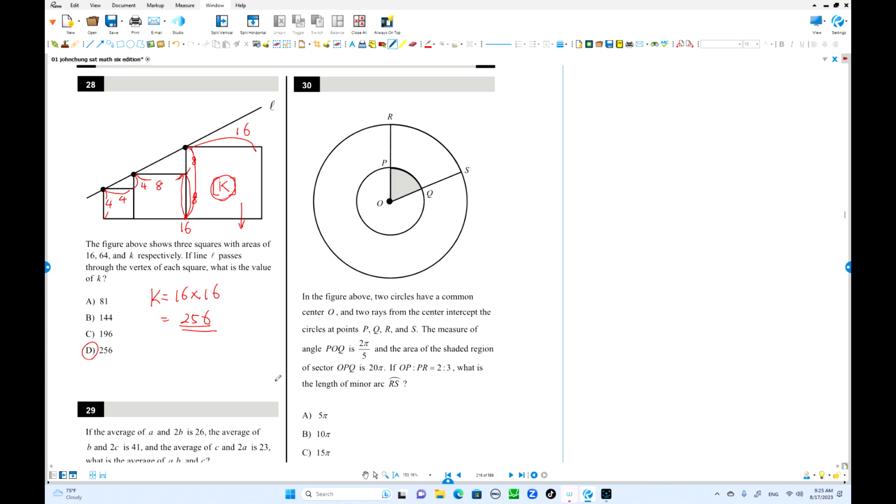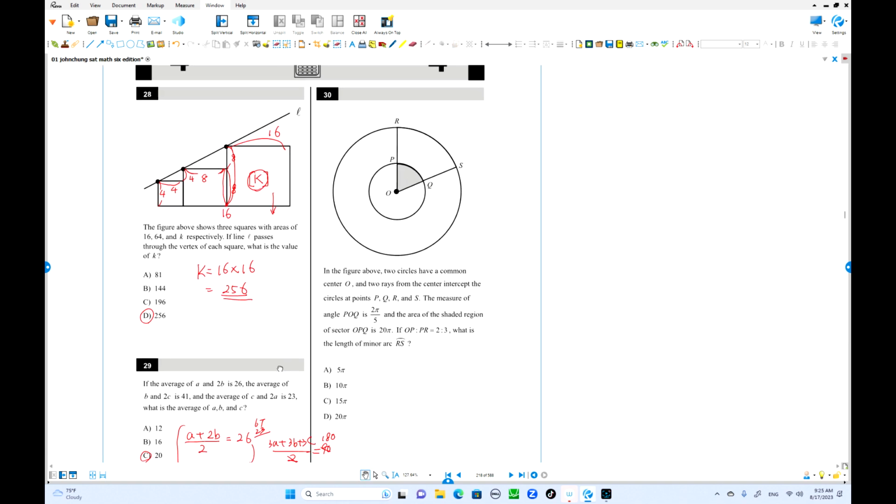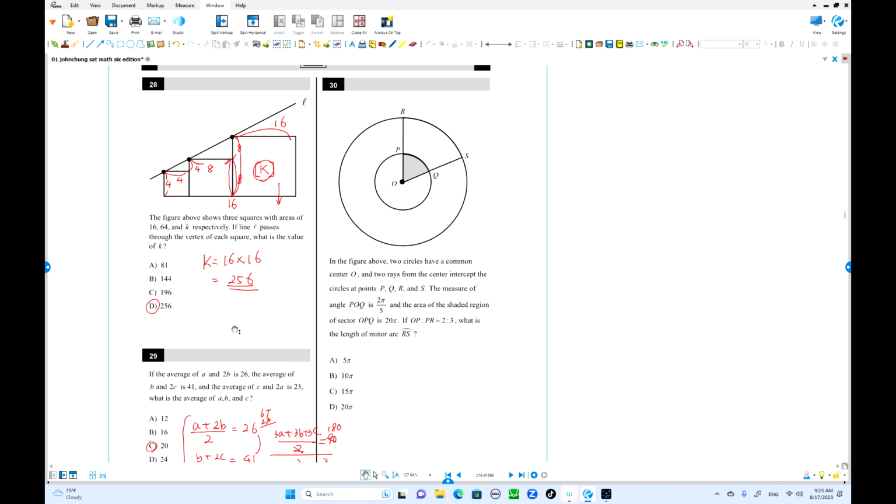Right, number 30. That's the central angle. We have two concentric circles there. The area of the shaded region is 20 pi. This area is 20 pi. And OP to PR is 2 to 3. That's the ratio. What is the length of minor arc RS, this length?